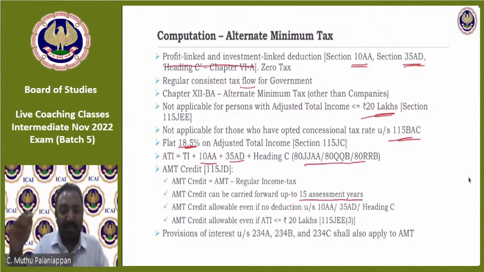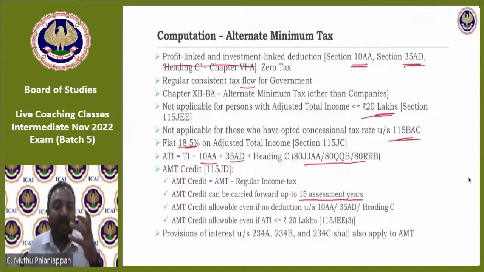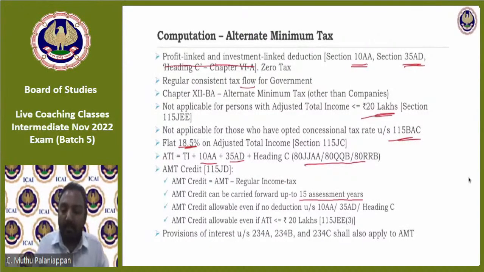And a credit is allowable even in that particular year. You don't have any deductions or something, or even in that year, if your income is less than 20 lakhs also, it's okay. You can still claim this credit. So credit has nothing to do with the rules that we studied to see whether alternate minimum tax is applicable or not. So that's what it is about, this alternate minimum tax.